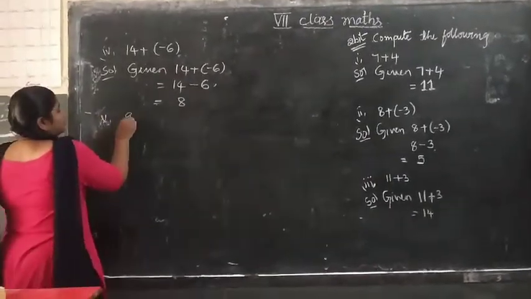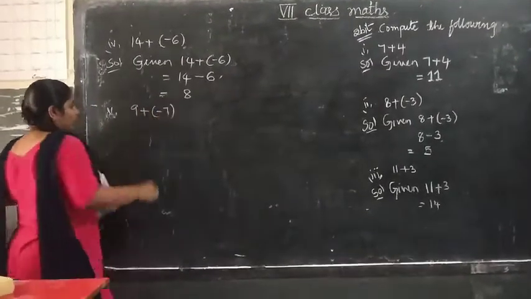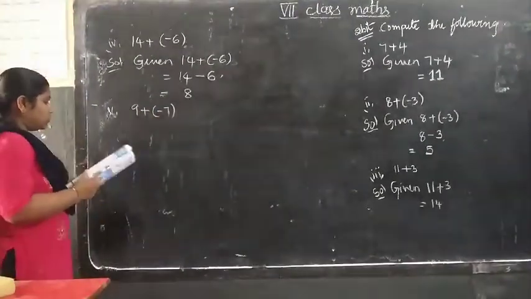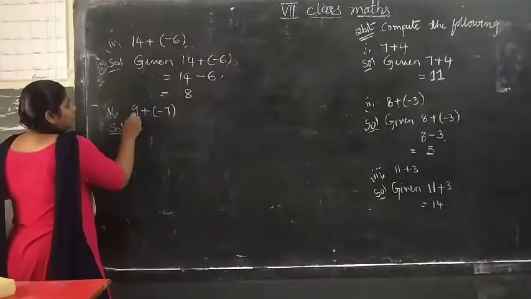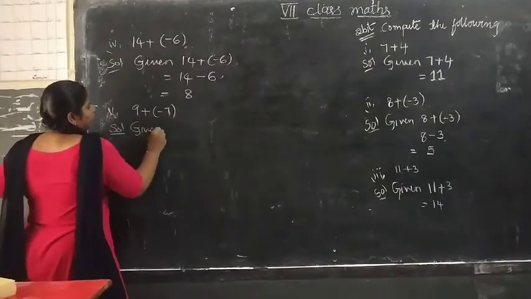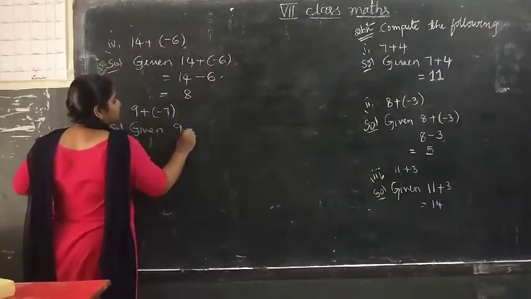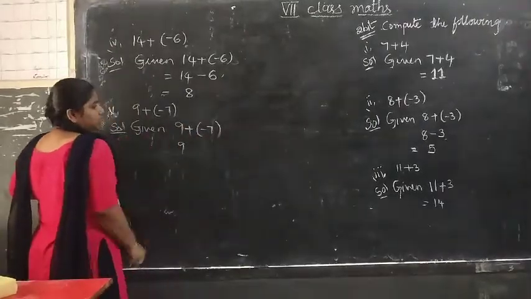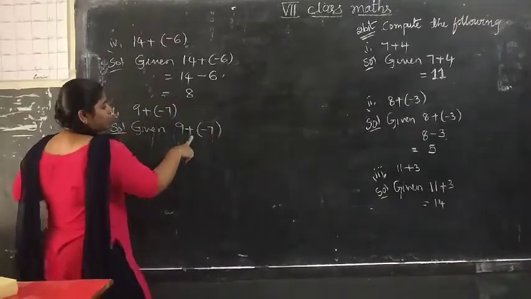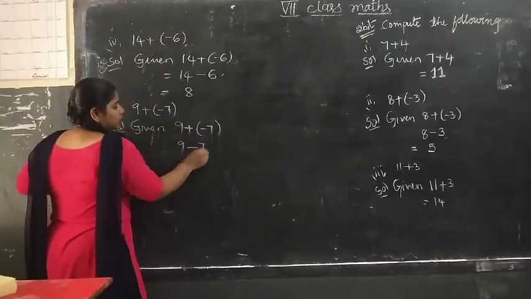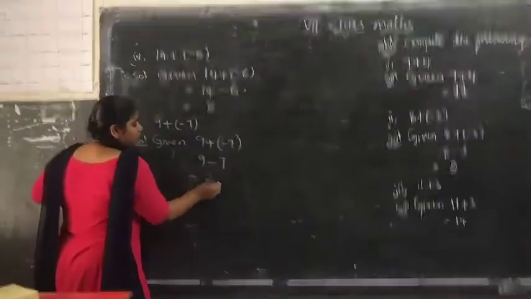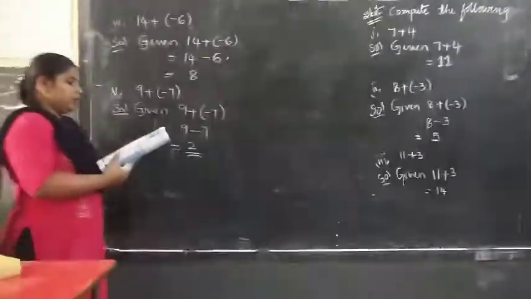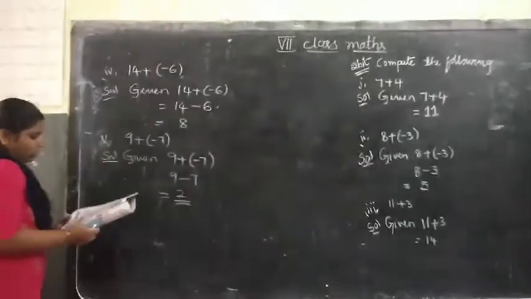Next is 9 plus of -7. Again you are seeing the double sign. So given 9 plus of -7, first write the equation here. So 9 write as is, double sign make it into single sign, plus into minus is 7. So 9 minus 7 is how much? 2. So in the same way, remaining bits also you have to do.